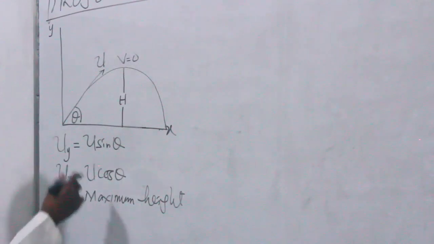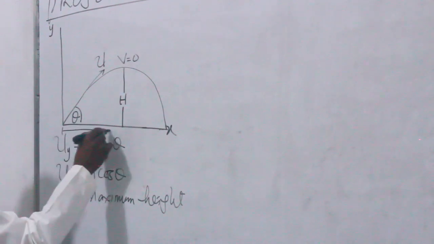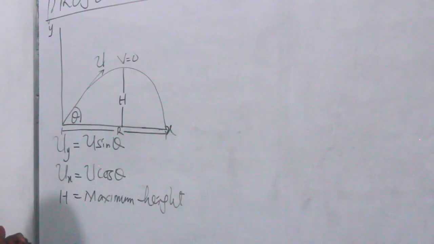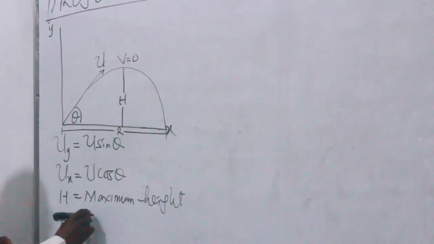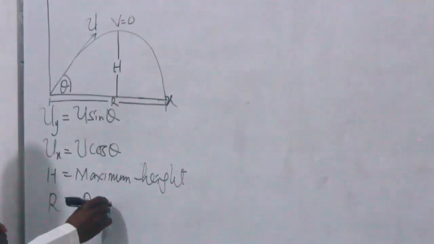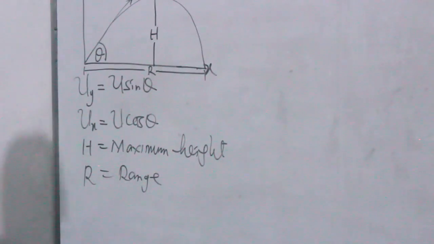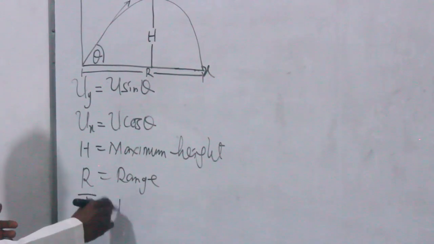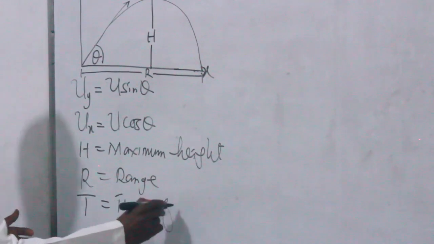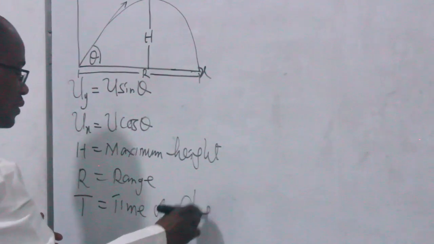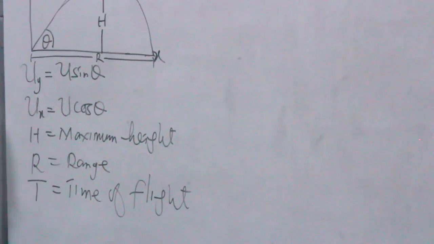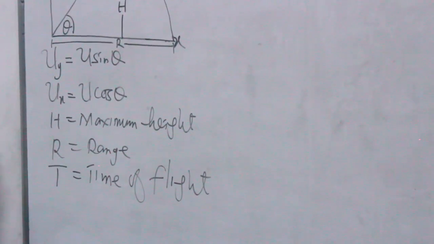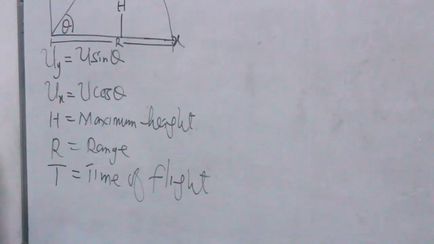And not only that, there must be a distance from the point of projection to where the projectile hits the ground. That distance is called the range. This is the range, while the range is the horizontal distance. And at the same time, we expect to have the time of flight. T is known as the time of flight. So the parameters here are very, very important. First of all, the maximum height. Secondly, the range. Finally, the time of flight.